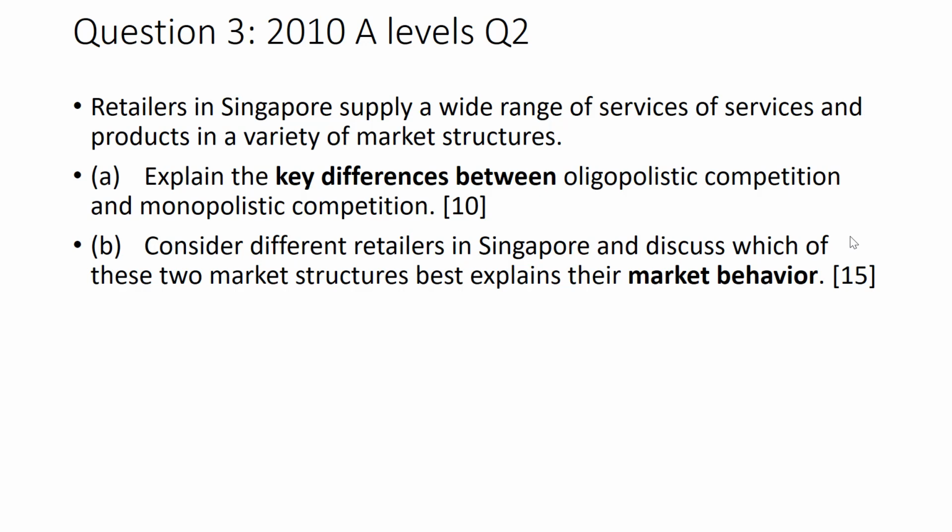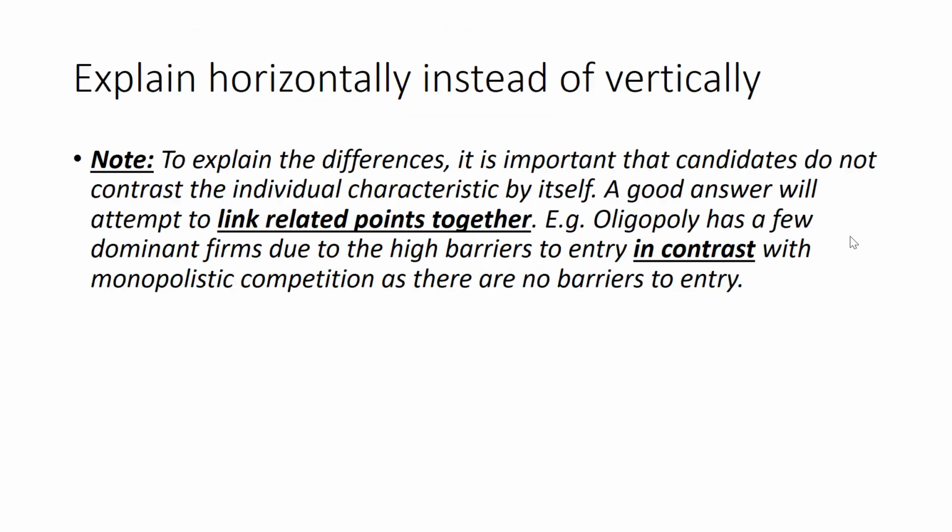You can see that this question is about oligopoly and monopolistic competition. That's for part A, explain the key differences. And part B is about applying oligopoly and monopolistic competition to retailers in Singapore and discussing which of these two best explains their market behavior.